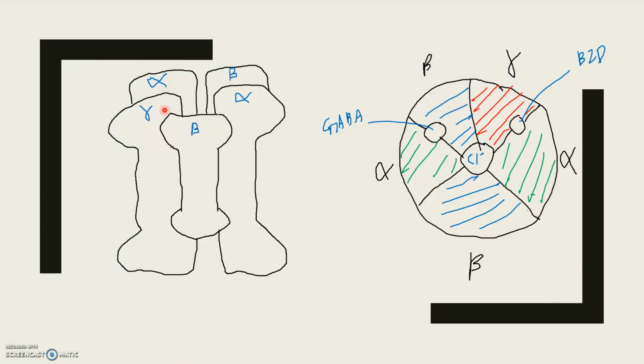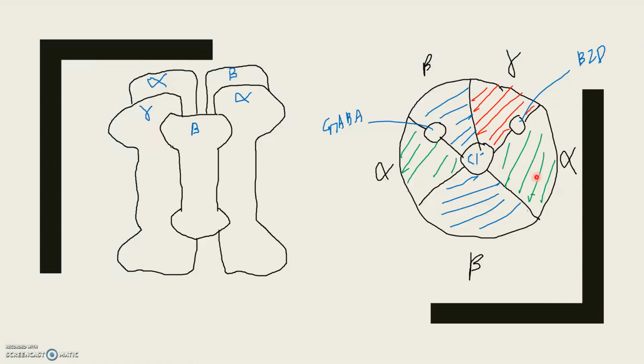Pentagon means 5. So penta always means 5. That's why we call it a pentameric structure. It consists of 5 subunits which are arranged intracellularly and extracellularly. Okay. So you can't really find out where the binding site is from the front view. So we are going to talk about the top view. Okay, this is the top view.